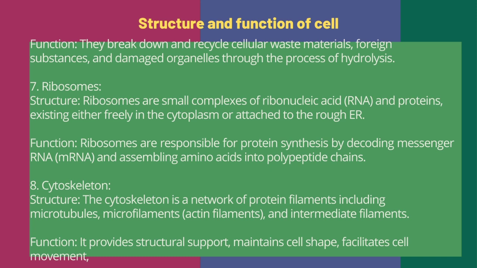Seventh is ribosomes. Structure of ribosomes. Ribosomes are small complexes of ribonucleic acid RNA and proteins, existing either freely in the cytoplasm or attached to the rough ER. Function of ribosomes. Ribosomes are responsible for protein synthesis by decoding messenger RNA mRNA and assembling amino acids into polypeptide chains. Eighth is cytoskeleton. Structure of cytoskeleton. The cytoskeleton is a network of protein filaments including microtubules, microfilaments, actin filaments, and intermediate filaments. Function. It provides structural support, maintains cell shape, facilitates cell movement.